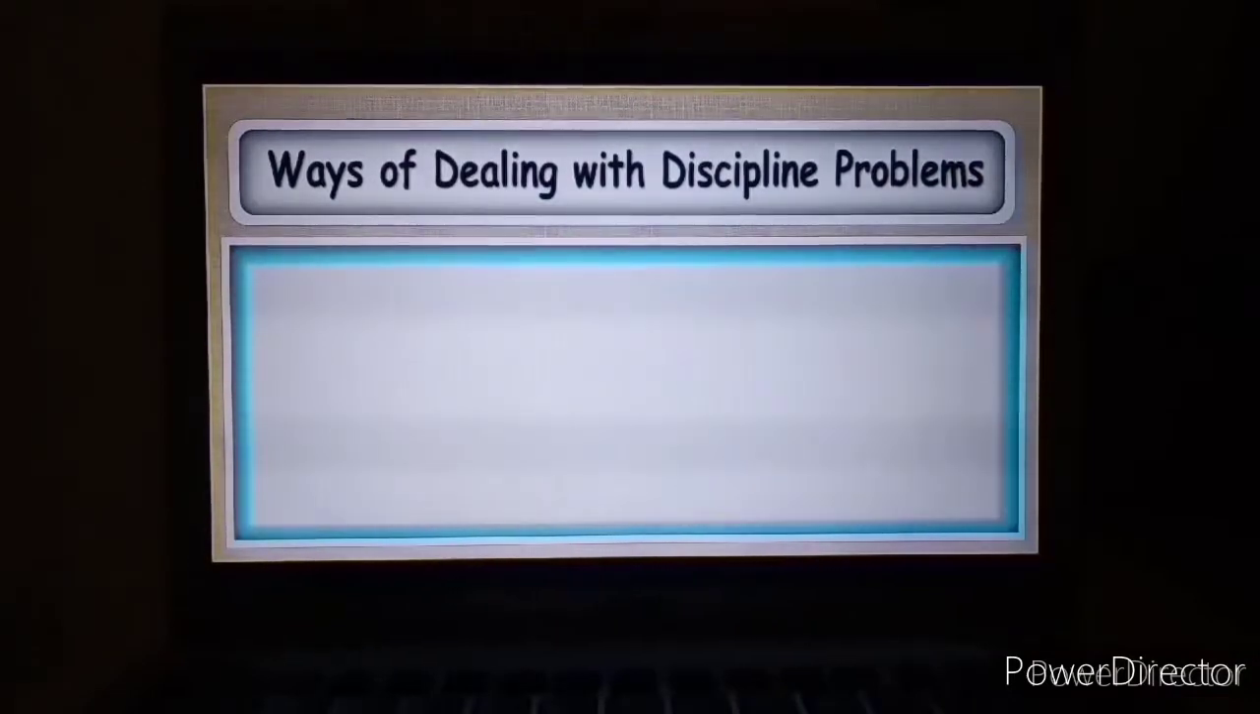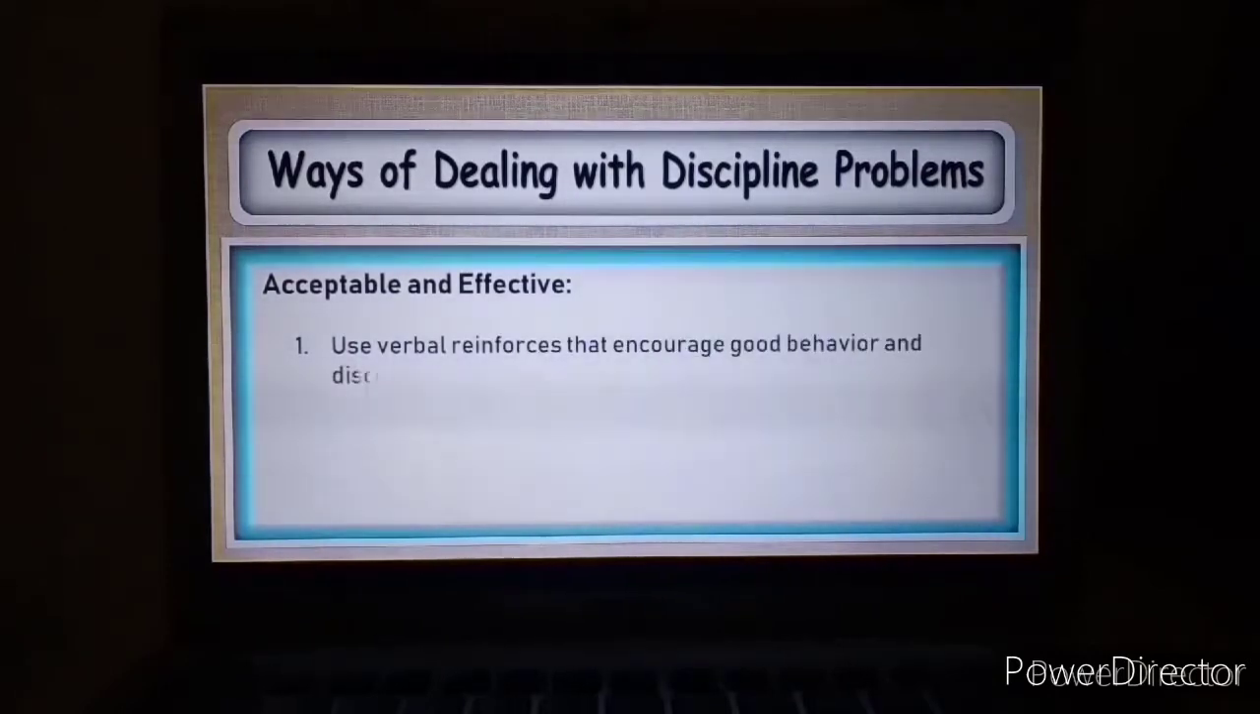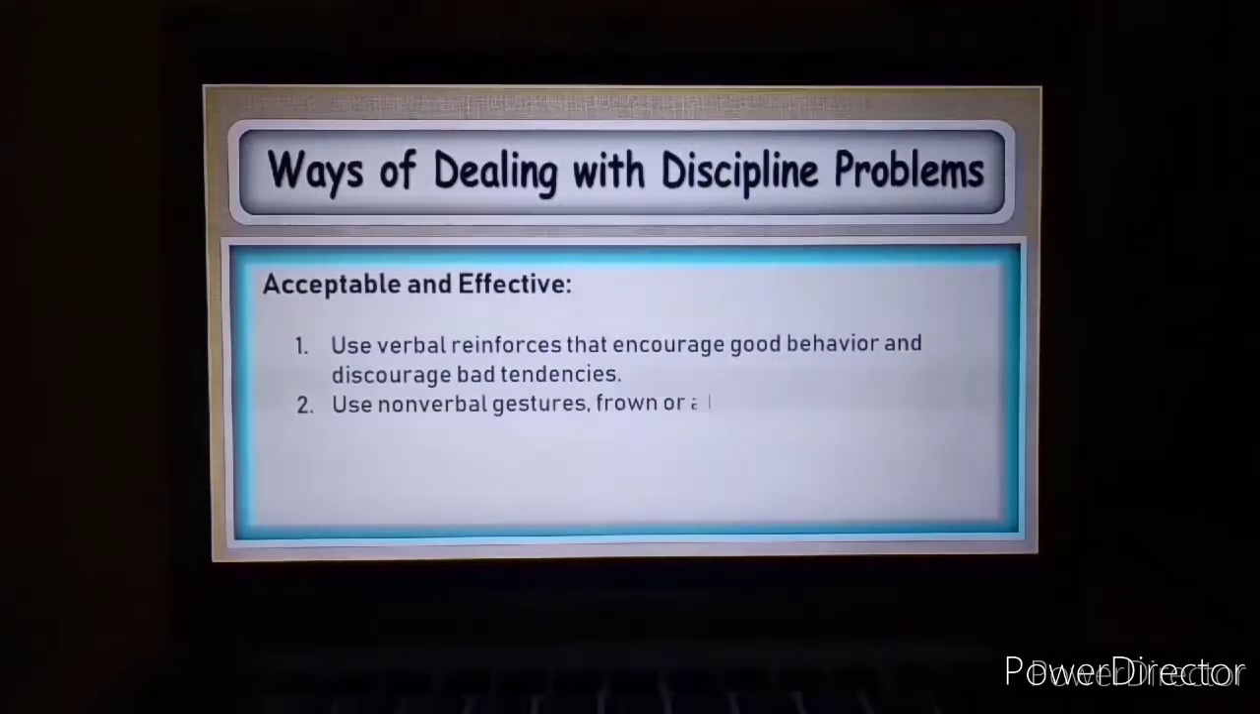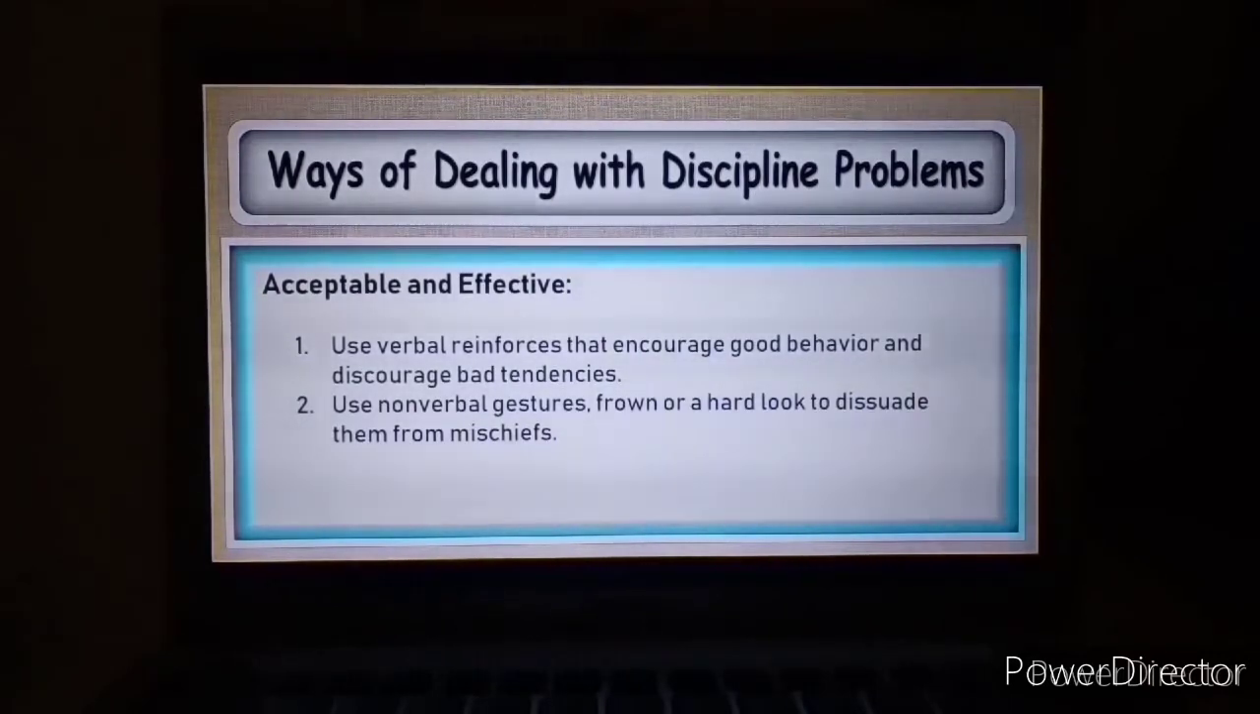Next is ways of dealing with discipline problems. Acceptable and effective. First, use verbal reinforcers that encourage good behavior and discourage bad tendencies. So example of verbal reinforcers are using praise, giving positive feedback, and letting them feel that they are pleasant about the choice they made. Second is use nonverbal gestures, frown or a hard look to dissuade them from mischiefs. When we say dissuade, it persuades someone not to take that particular action. So through nonverbal gestures, students become aware of their doings because they are afraid of what teachers can do to them.